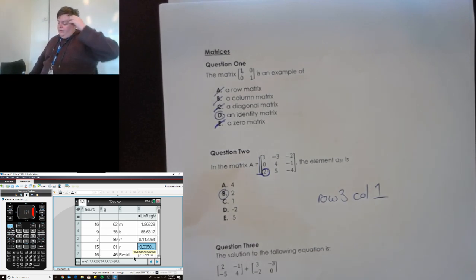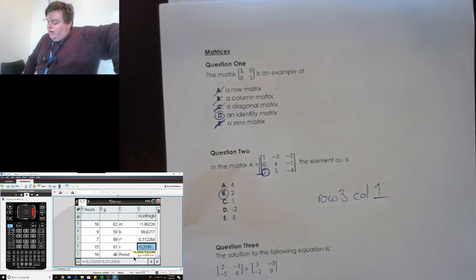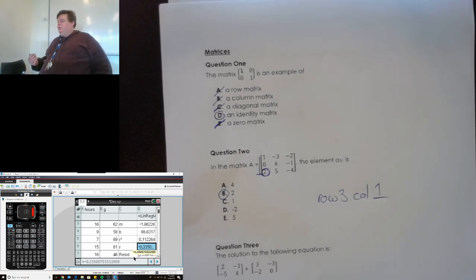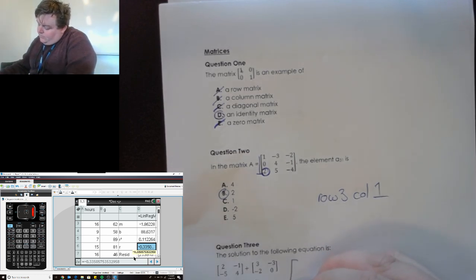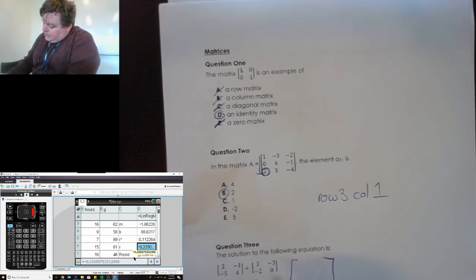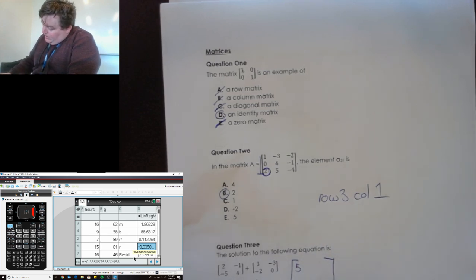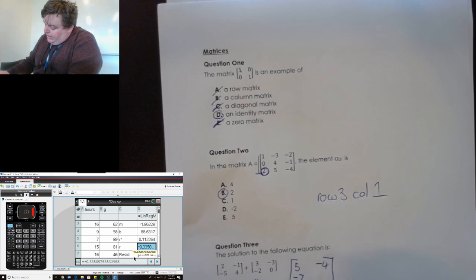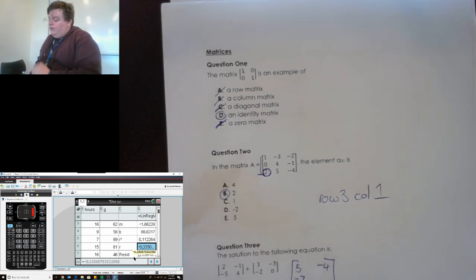Then we have the solution to the following equation is, we have 2, negative 1, negative 5, 4, plus 3, negative 3, negative 2, 0. So I'm just going to add these values together and eliminate things one at a time. So 2 plus 3 is 5. Does that get rid of any? No. Negative 3 plus negative 1 plus negative 3 becomes negative 4. So I can get rid of these two. Negative 5 plus negative 2 becomes negative 7. I can get rid of that one and that one. So it must be E. There you go. I didn't even need to finish doing the whole thing and I can figure that out.